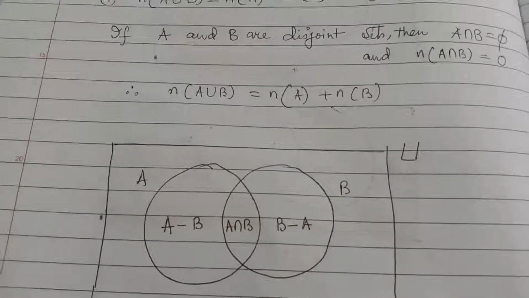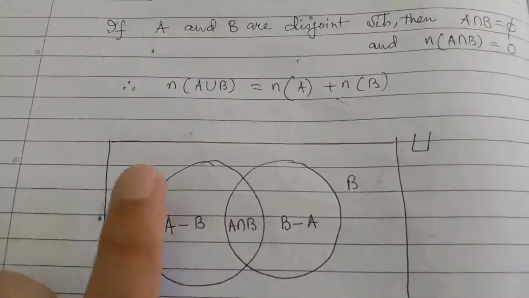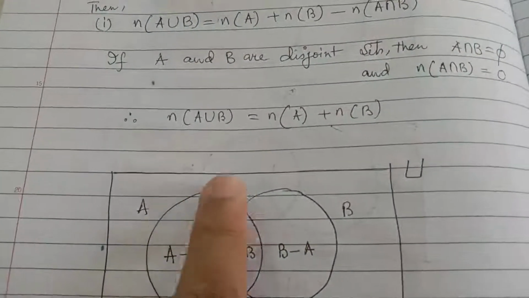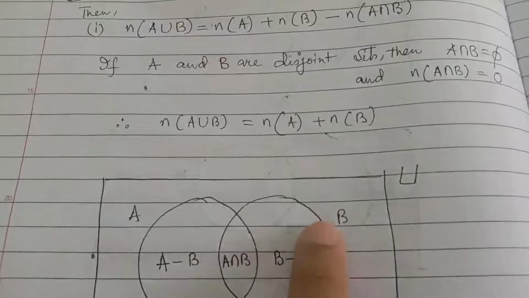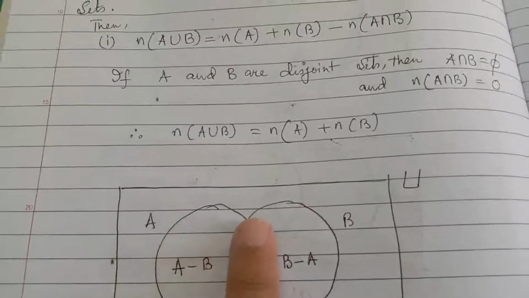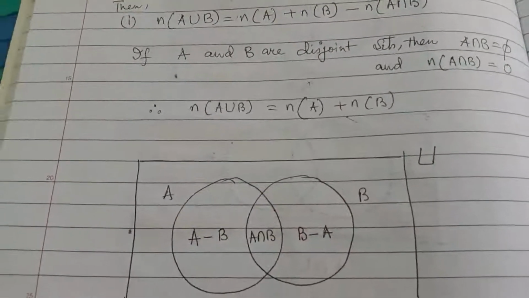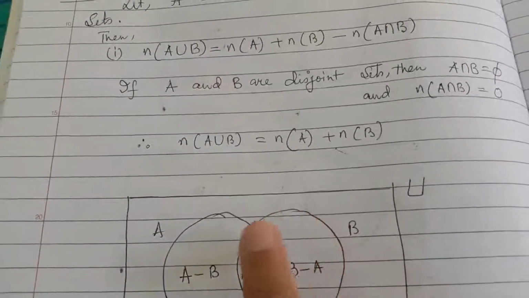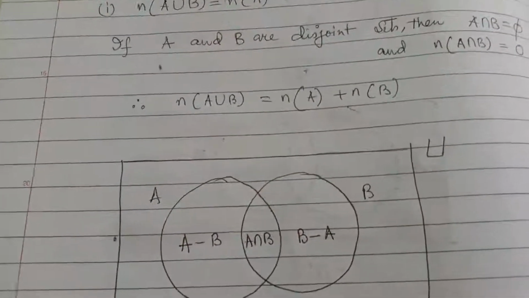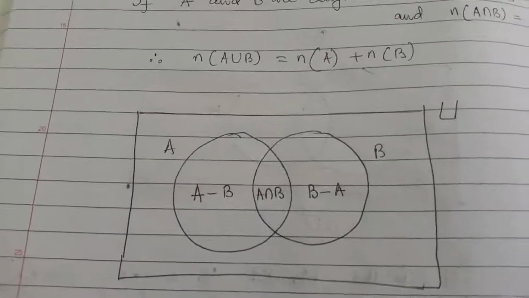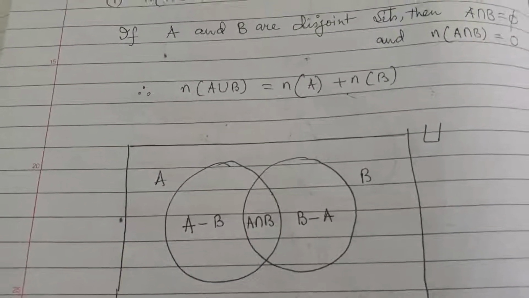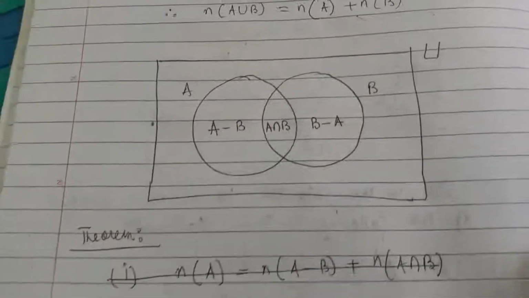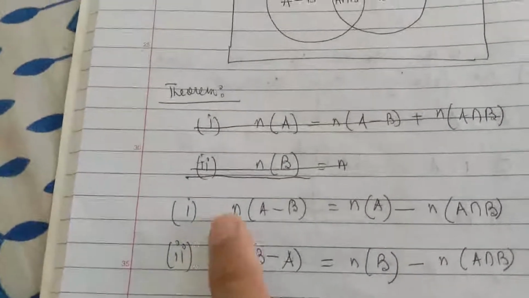Last day I discussed this set: this part represents A minus B, this part represents B minus A, and this common part is A intersection B. This part is A minus B, this part is B minus A, and this part is A intersection B, and this I have already discussed in the last class. Now, from this we will get another theorem, which is like this.